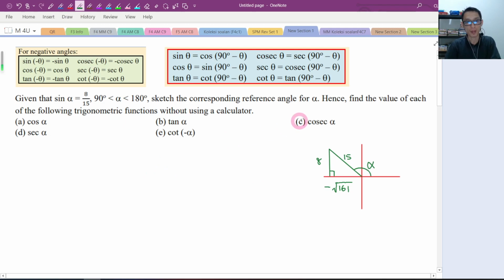Now, let's try the first part. Okay, just now I told you that for the hypotenuse it is always positive, right? So what do I mean by this? Let me give you another situation. Let's say sine alpha is... let me check.